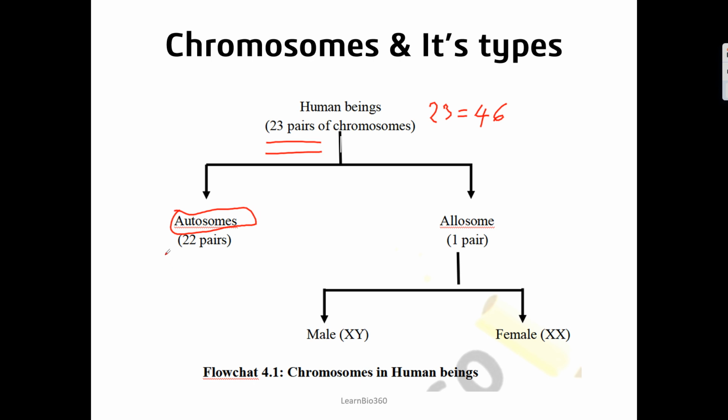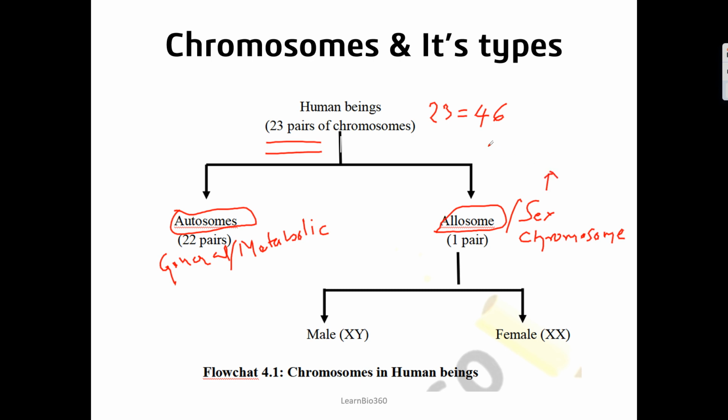It means they take care of the general or metabolic activities of the organism. And the one pair is called the allosome, or it is also called the sex chromosome. This is responsible for determining the sex of an individual.